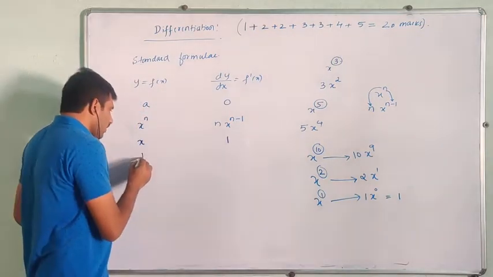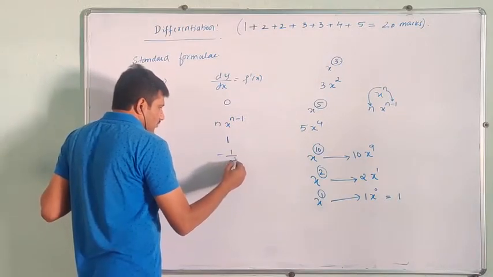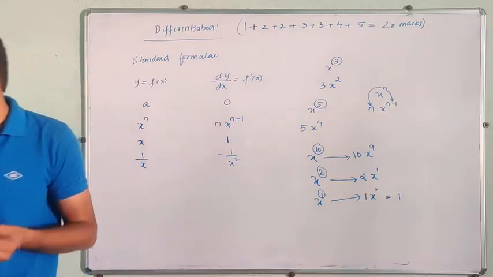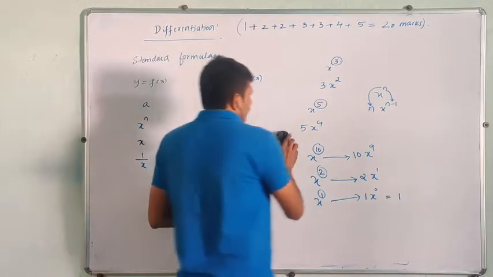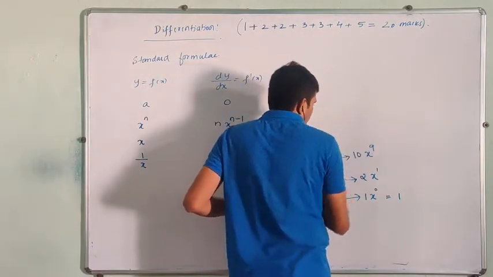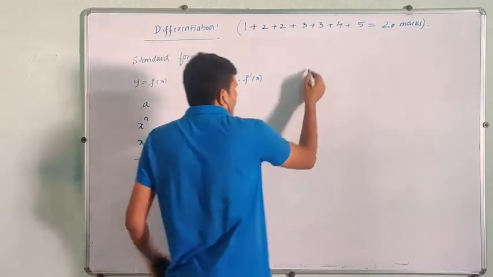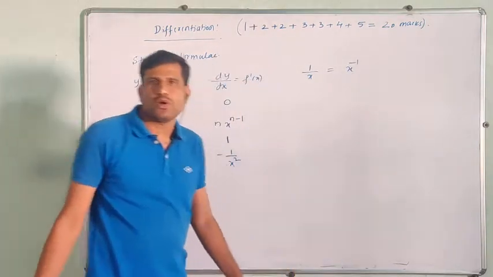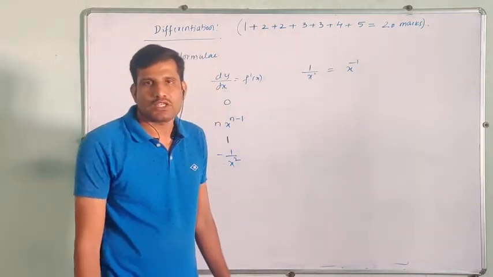Similarly, the derivative of 1 by x. We are repeatedly using this. The derivative of 1 by x is minus 1 by x square. We have to remember this formula. How do we get minus 1 by x square simply? That 1 by x we can write as x raised to what? Minus 1, because if x power 1 comes to the numerator, it becomes x raised to minus 1.